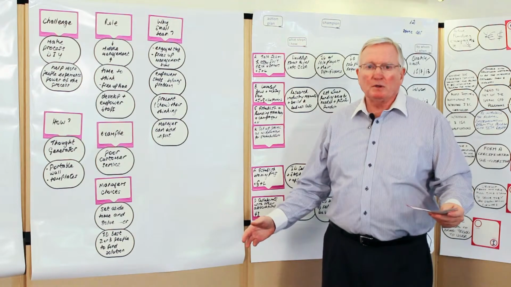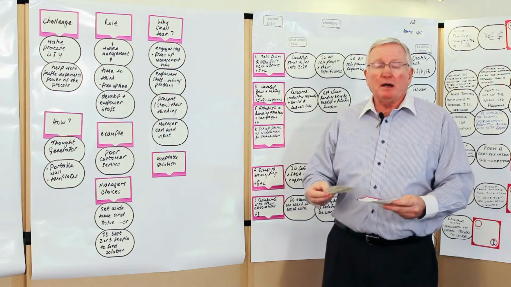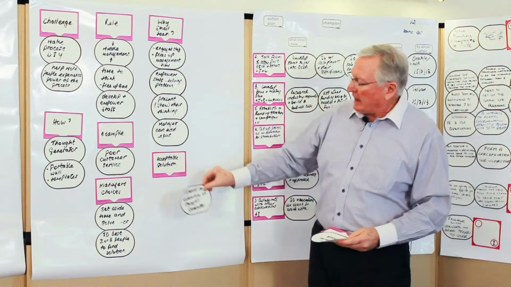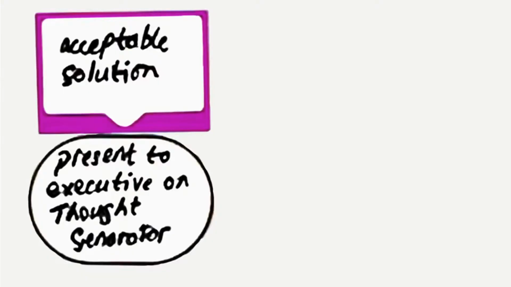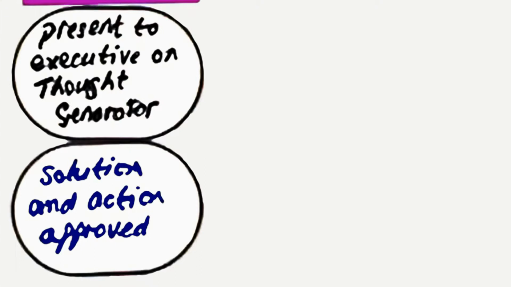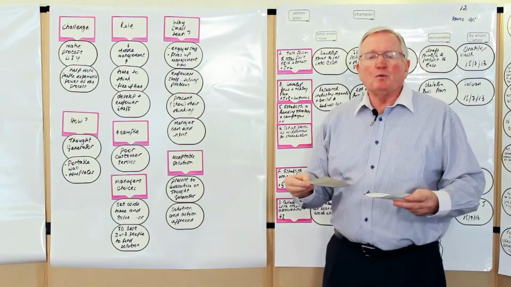So in this example, let's assume that as a team with the manager, we've come up with an acceptable solution. The whole idea behind the thought generator now is simply take that device and present the entire concept to the executive so that what we can now do is accept that solution, find some actions, and approve the next step. So now we need a process.